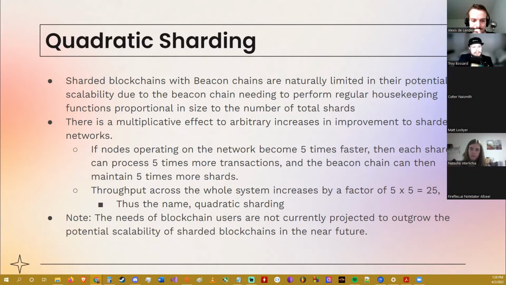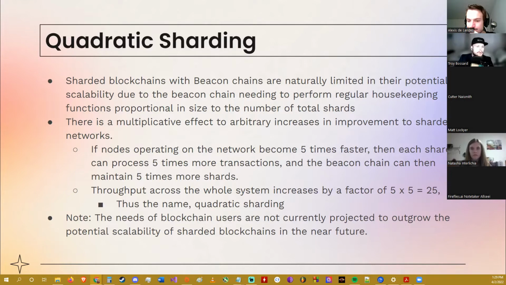This creates sort of a bottleneck in potential scalability, but as I note at the bottom of this slide, the needs of blockchain users are not currently projected to outgrow the potential scalability of sharded blockchains. We're not even close to that limit whatsoever. But I just thought it was interesting to note that this could create bottleneck issues on sharded blockchains in the future.